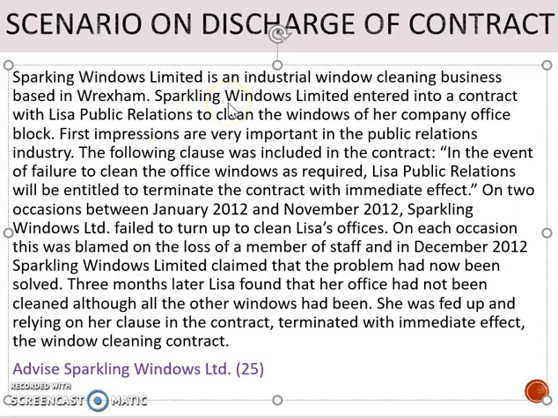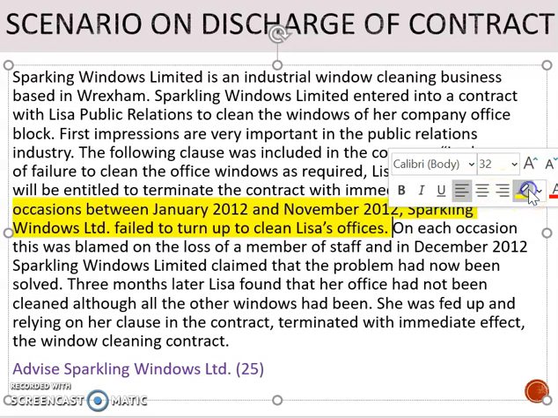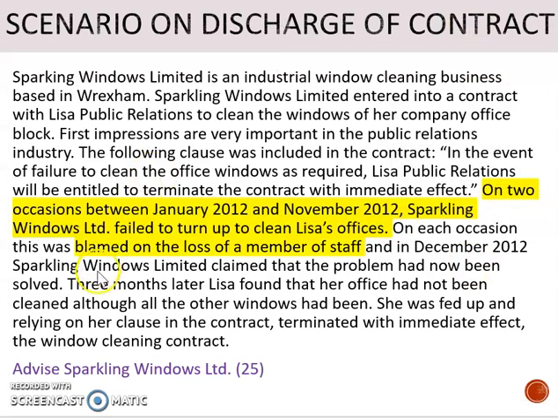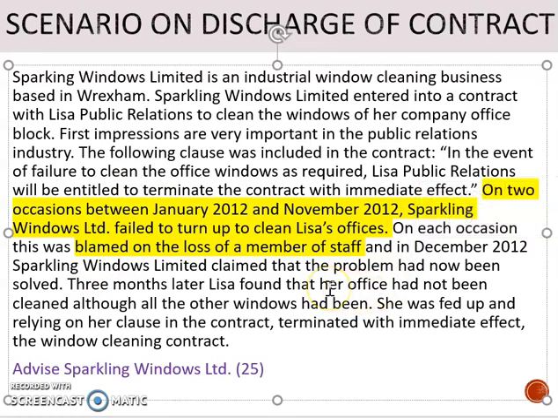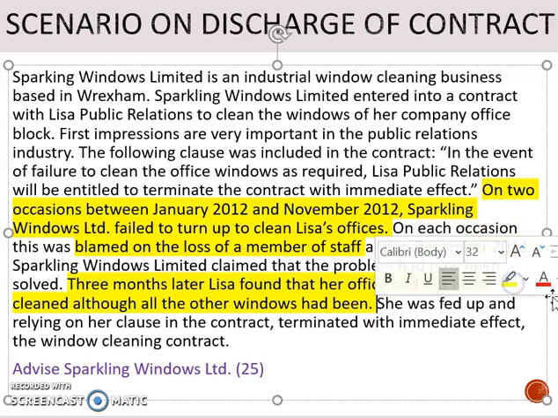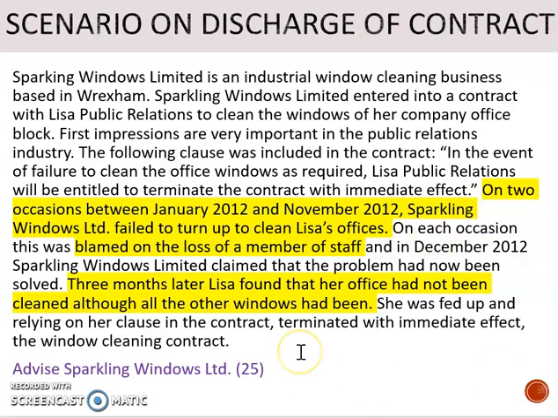Well, Sparkling Windows were supposed to be cleaning the windows, but we can see, and I'm going to highlight as I would in the exam, on two occasions here, they failed to turn up, and that's been blamed on the loss of a member of staff. And in December 2012, they said the problem had been resolved. And then 3 months later, she found her office had not been cleaned, but other windows had. So what we've got here is that Sparkling Windows have been performing the contract, but not entirely, not fully. Have they done substantial performance though? And that's the issue that we'd have to consider with Honig and Bolton and Mediva.